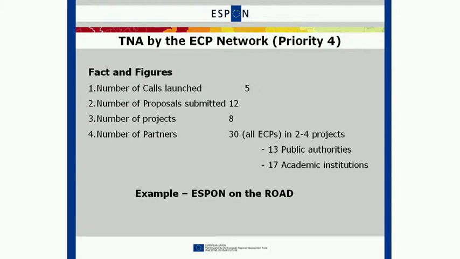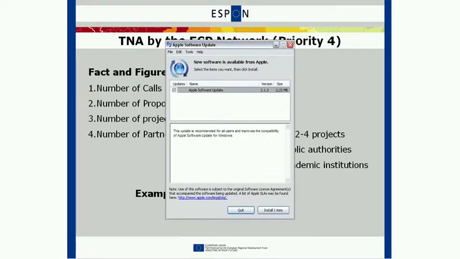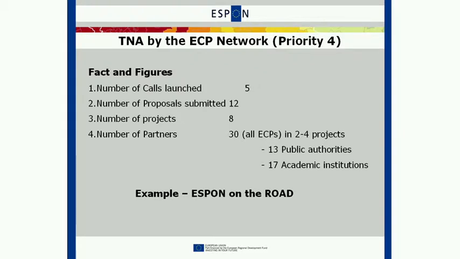In total, we have had 8 projects, and we have had 30 partners, and that is 30 ECPs, European ESPON contact points. And most of them have participated in between 2 and 4 projects. And the interesting thing, if you look at the ECPs, is that the divide among them shows that it's 13 public authorities and 17 academic institutions. And I can assure you, having worked with them very closely, that most projects had a mix of all. So it's not that we have had some projects being very academic, some very much run by public authority mindsets.